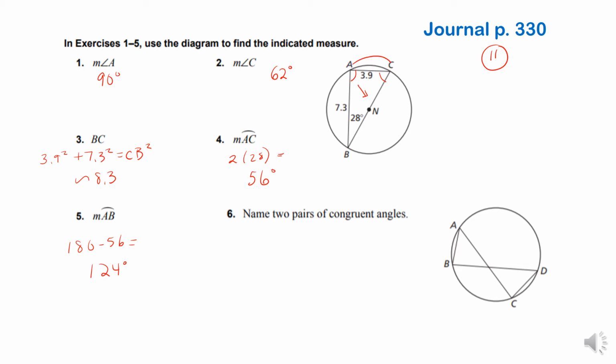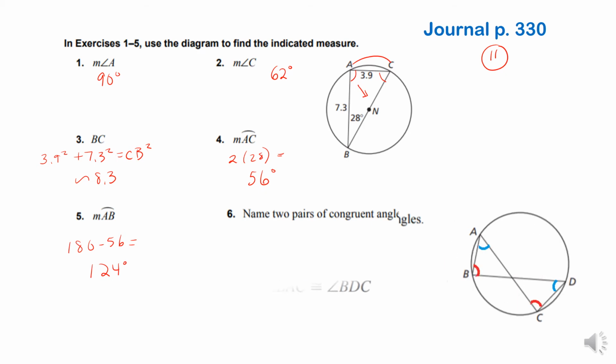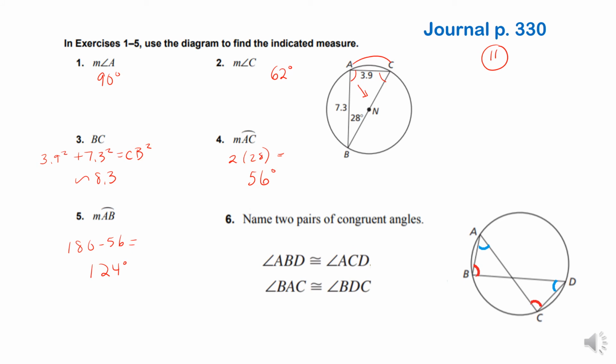So I'm going to show them to you, and there they are, because angle BAC and angle BDC both intercept arc BC. I did it backwards. All right, and then ABD and ACD both intercept the same arc here, and so they are congruent.